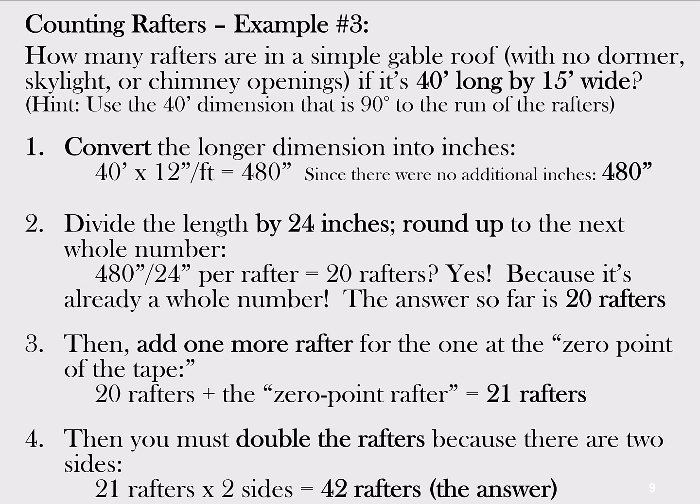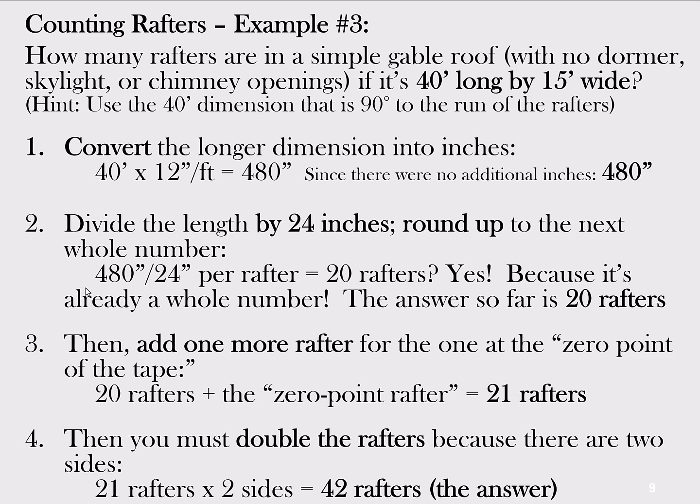It's just a nice, even 40 feet. So 40 feet times 12 inches per foot equals 480 inches. So that's just the dimension all by itself. So then, step 2, we divide the length, 480 inches, by 24 inches. And then we'll round up to a whole number.